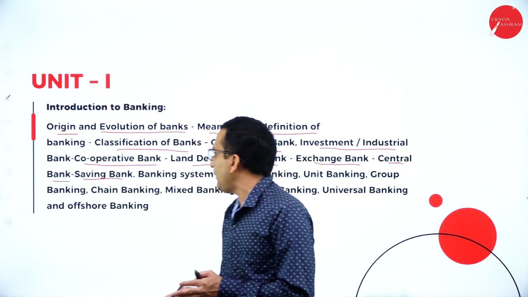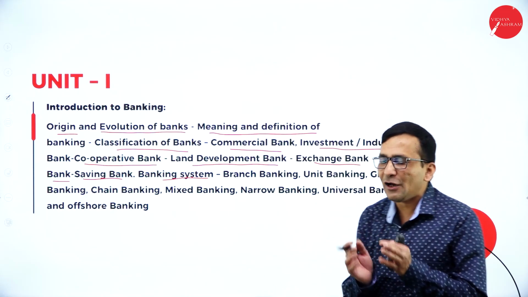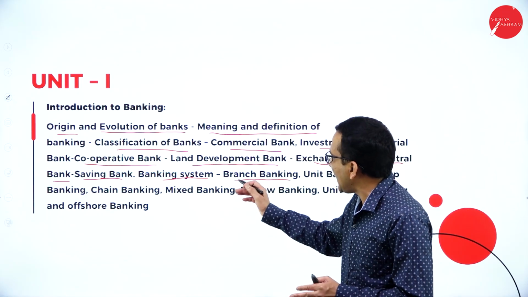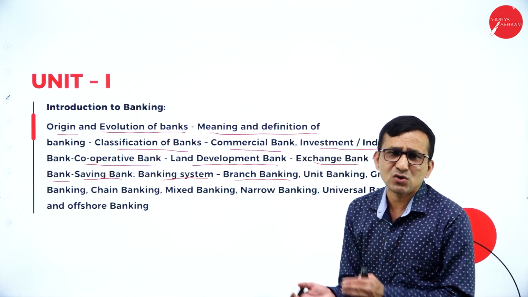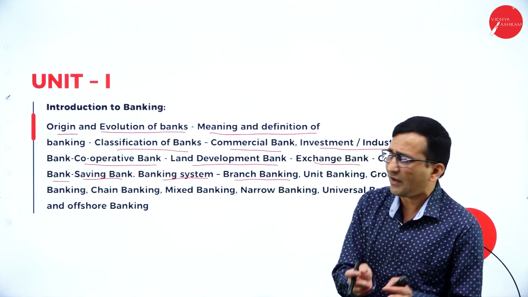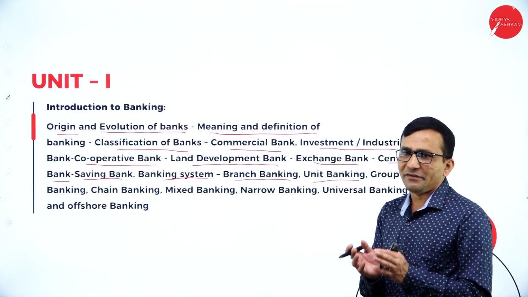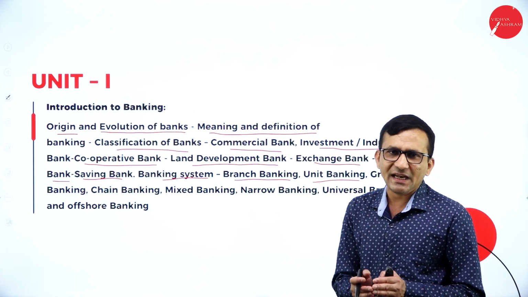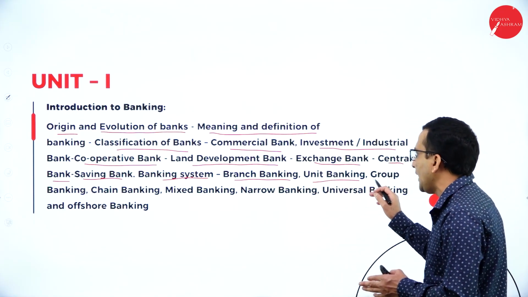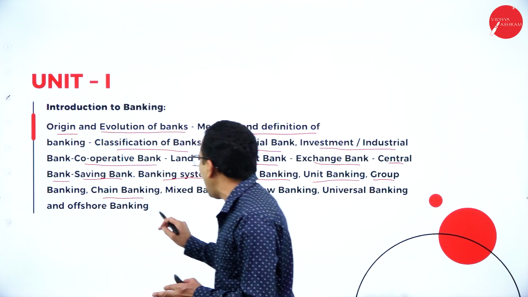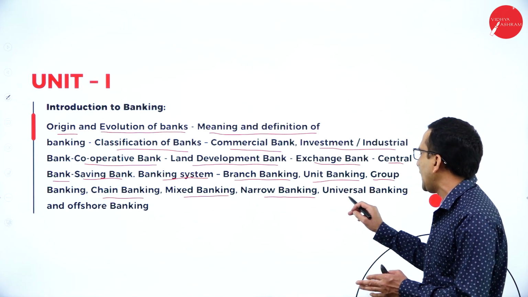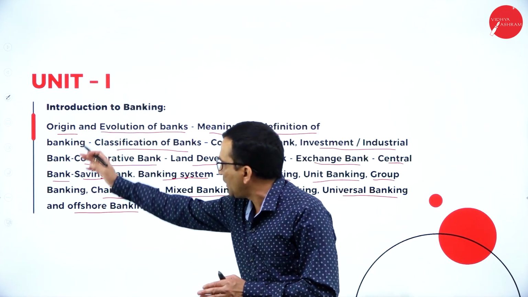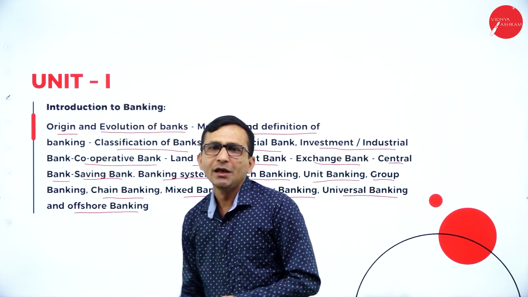Even the savings bank, banking system, how it is working, and the branch banking, exactly the different branches, how they are located based on the geographical area, and the unit bank, which is nothing but the small or medium, which is most of the area covered by unit banking, and the group banking, chain banking, mixed banking, narrow banking, universal banking, and offshore banking. So this particular topic is covered in unit 1.